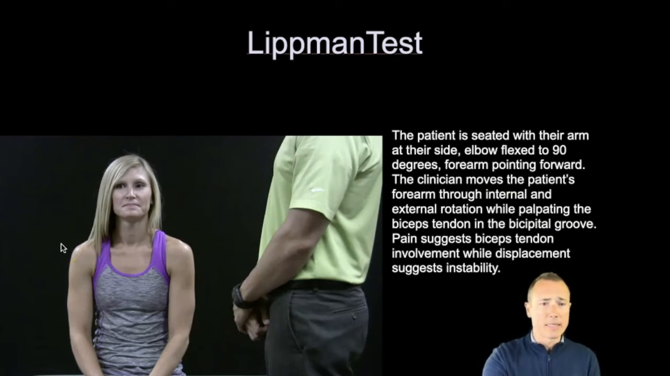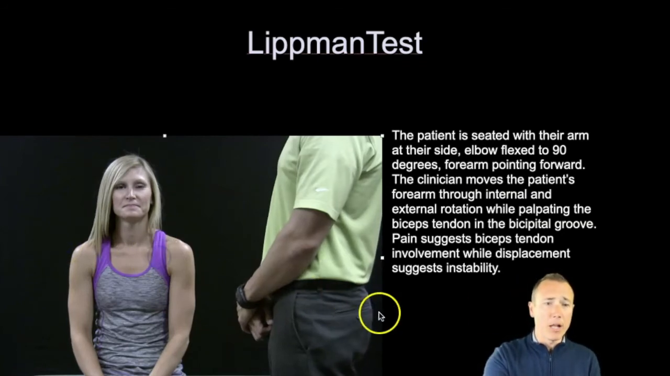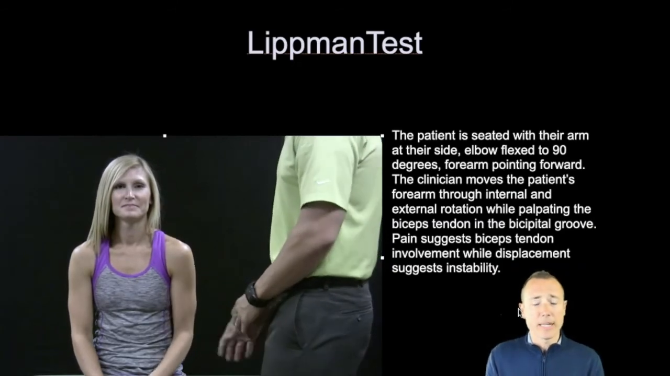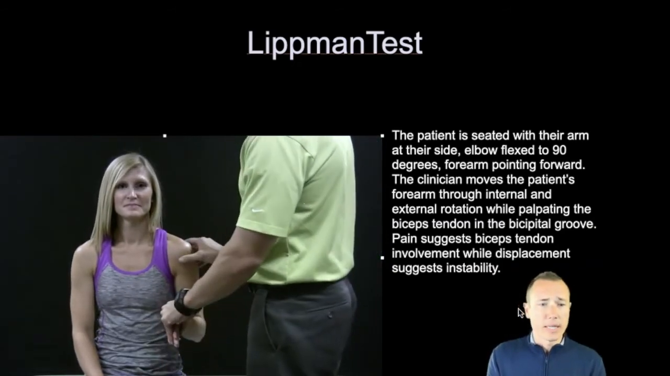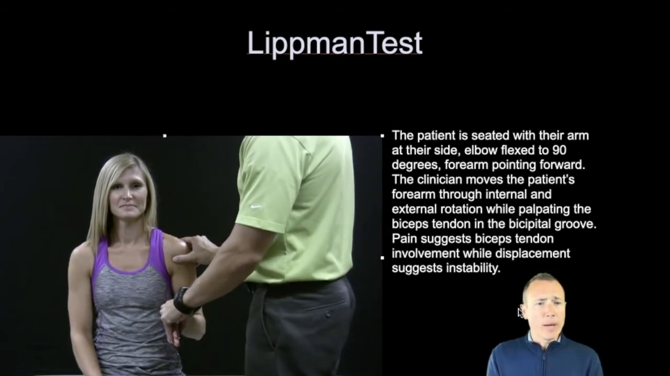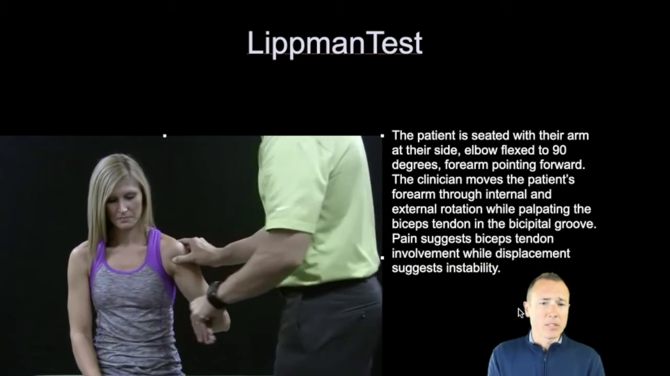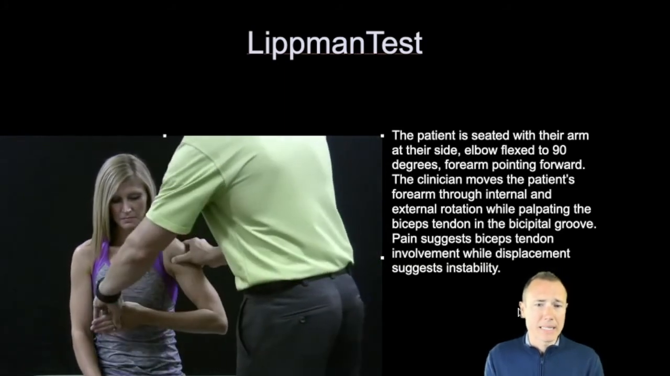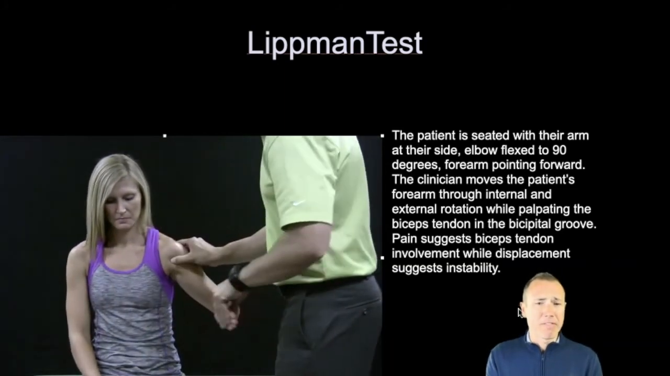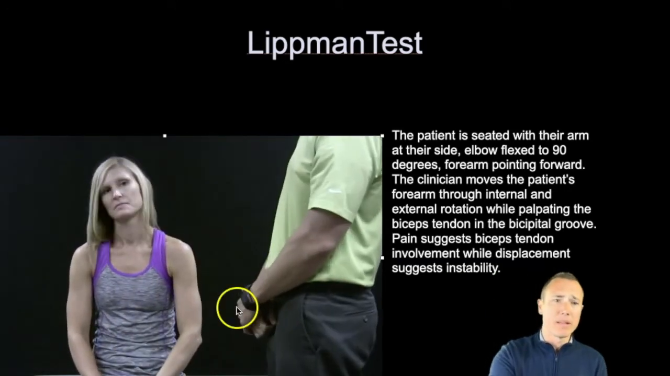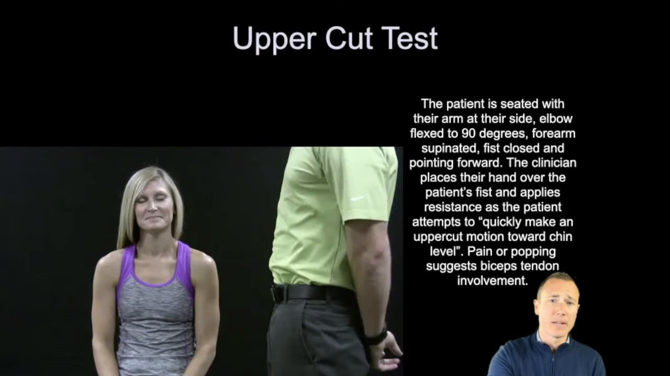So Lippman's test is when you're actually going to palpate the bicipital groove, and as you're palpating it, you're going to take her hand through internal and external rotation. When you have pain that's right there at the bicipital groove, this is called primary biceps tendonitis. It's responsible for only about 5% of all cases of biceps tendonitis. So that's going to be the most common test that we're going to use right there.